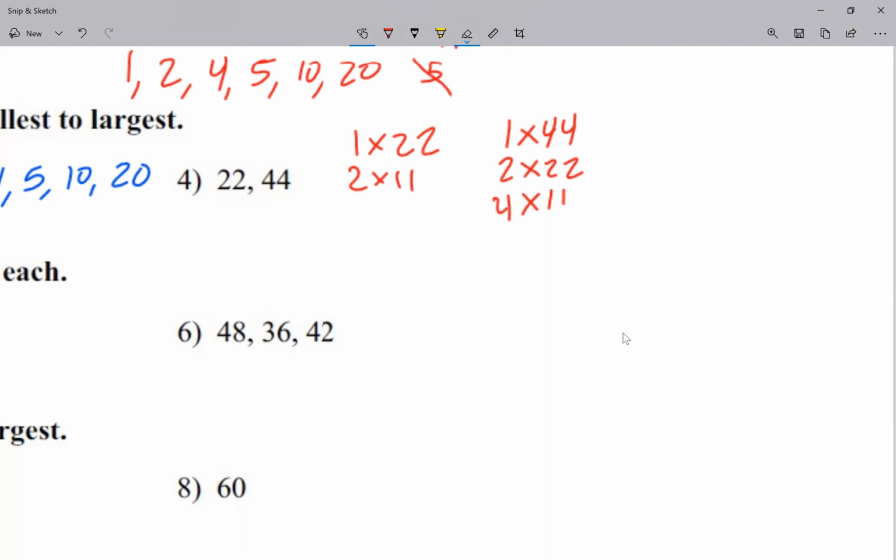So now my answer will be common factors: a factor of 22 and a factor of 44. So I see 1, 2, 11, and 22. Okay, that's what I see, right?